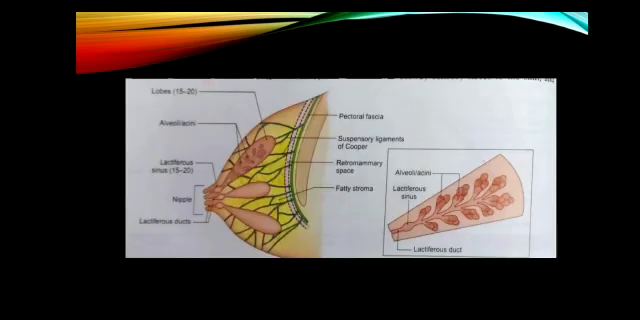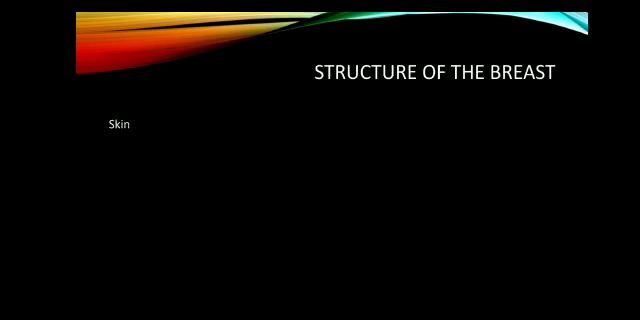Moving on to the structure of breast. It is studied conveniently by dividing the breast into the skin, the parenchyma, and the stroma. The skin has a conical projection called the nipple. The pigmented area around the nipple is called areola. Tubercles of Montgomery are the enlarged sebaceous glands during pregnancy and lactation.